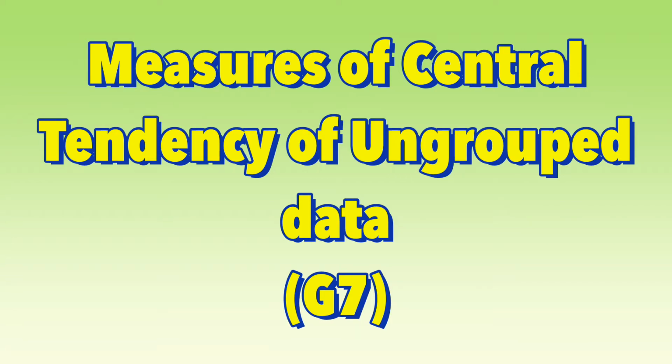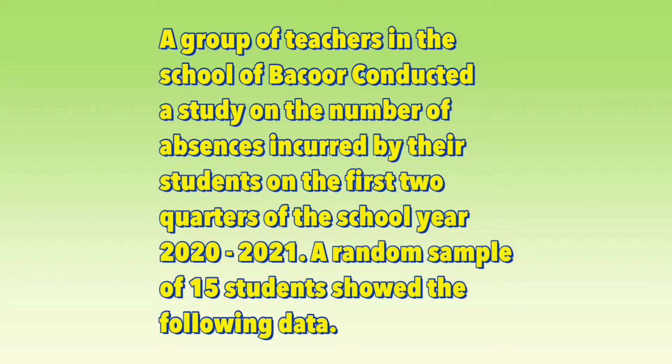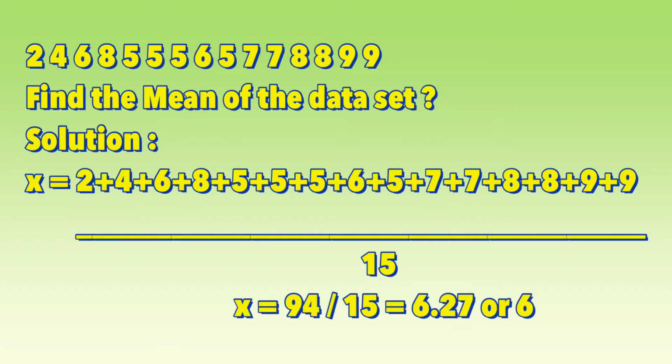Problem number 1 is about a group of teachers in the school of Bacoor who conducted a study on the number of absences incurred by their students in the first 2 quarters of the school year 2020-2021. A random sample of 15 students showed the following data: 2, 4, 6, 8, 5, 5, 5, 6, 5, 7, 7, 8, 8, 9, 9. And the question here: find the mean of the data set.